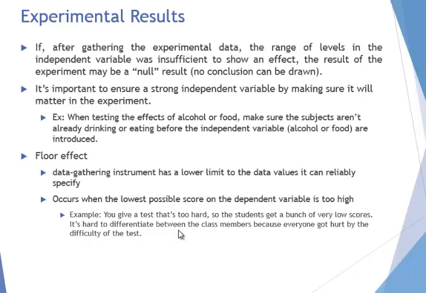But you gave a test that's too hard. So the students are all getting a bunch of 50s and 60s, or less. The students are getting everything wrong. Well, then it's really hard to differentiate between the class members because everybody got hurt by the difficulty of the test. If you're testing whether studying helps, then you give everybody a test that just kills them, and everybody fails anyway. It's just the question of whether it's a high fail or a low fail.